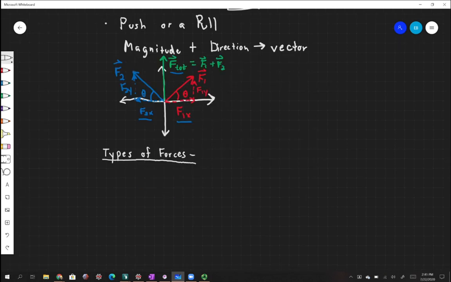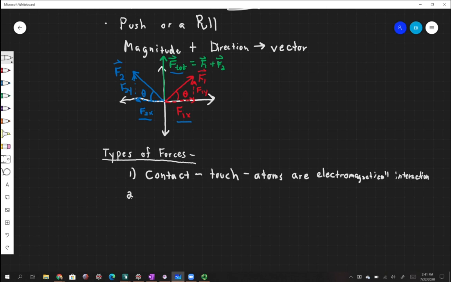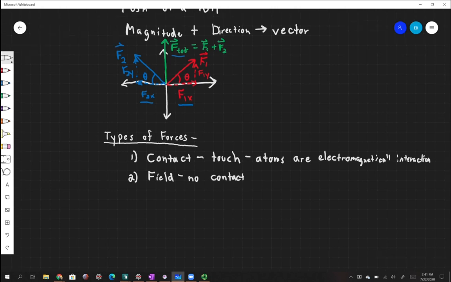And while all types of forces are vectors, there's two general categories we can put them into. We have contact forces, where your forces actually need to touch. And then the other type of force we have are called field forces. These don't require physical contact. So some examples of this.